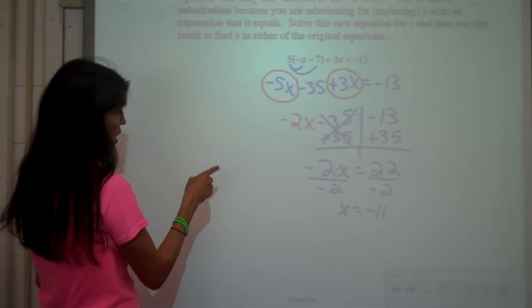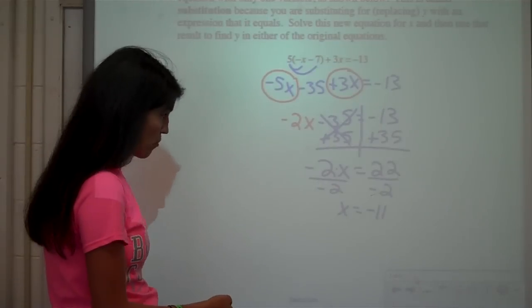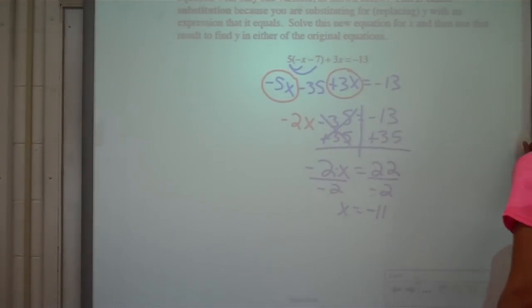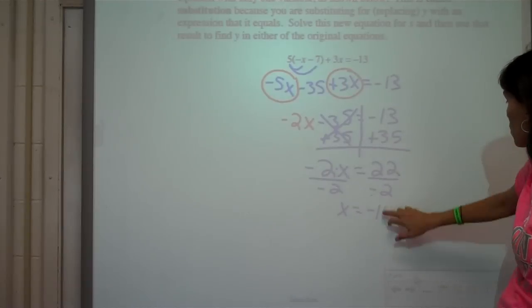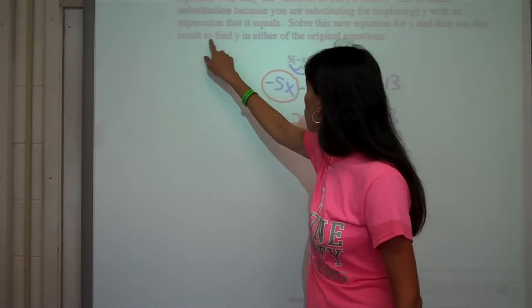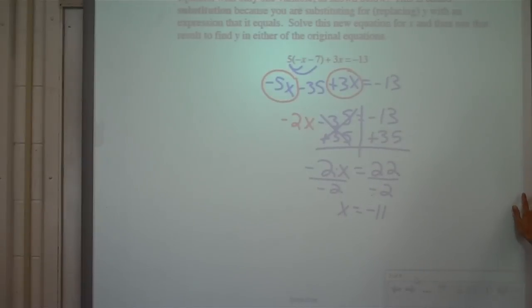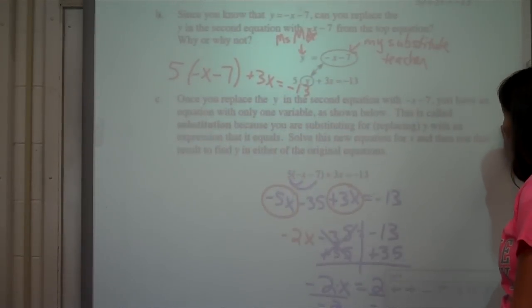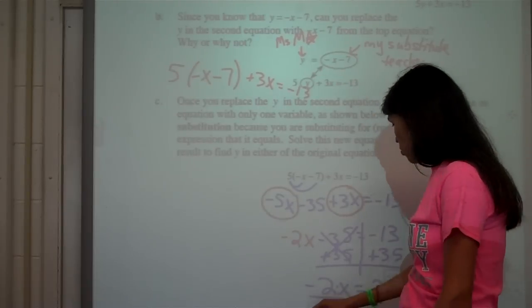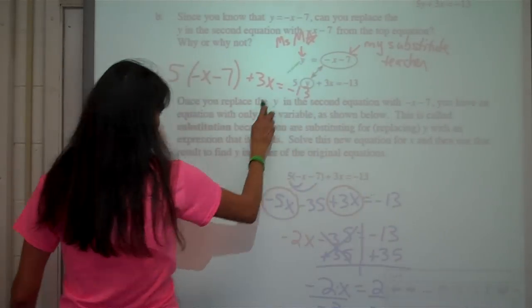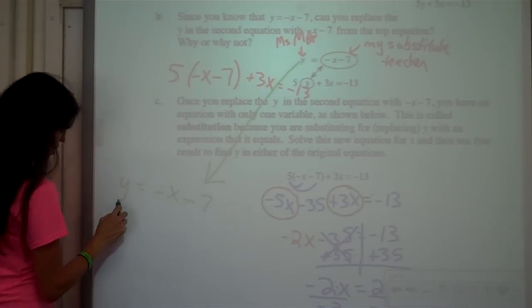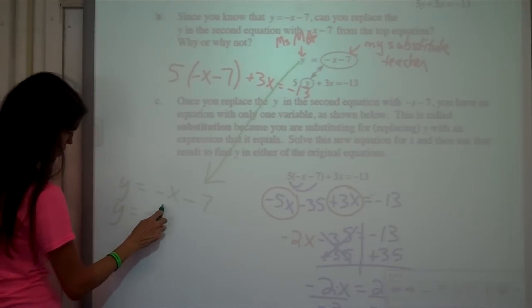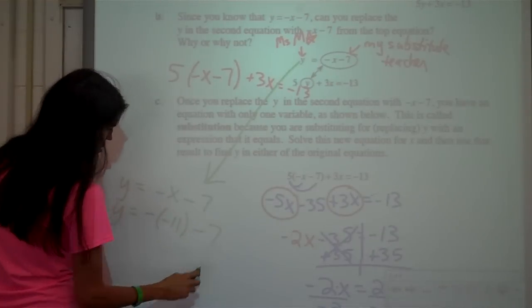Now, to actually solve the system, you have to find the y value. Remember, that makes it true because it says solve this new equation for x. We did that. x is negative 11. Then use that result to find y in either of the original equations. So we got x equals negative 11. I'm going to use this equation. And what did I say it was equal to? Negative 11. Is that right?